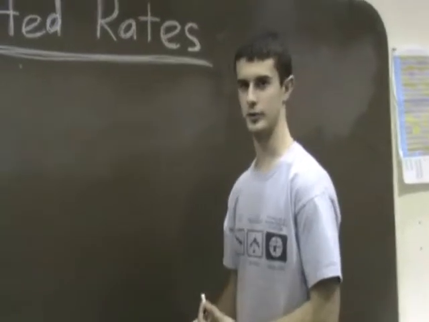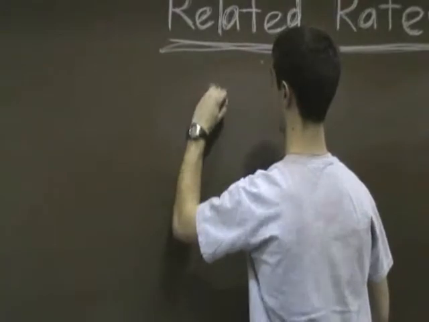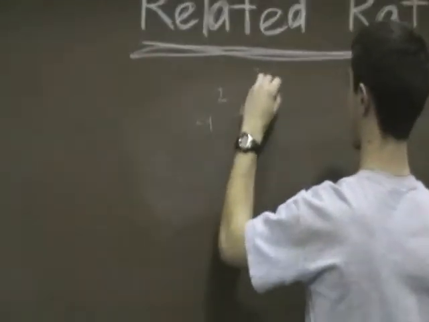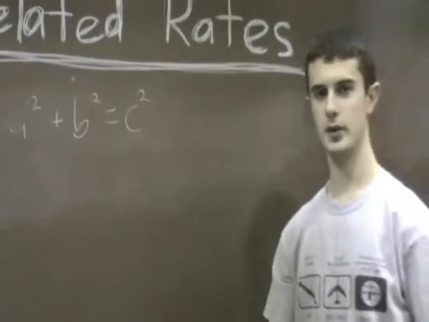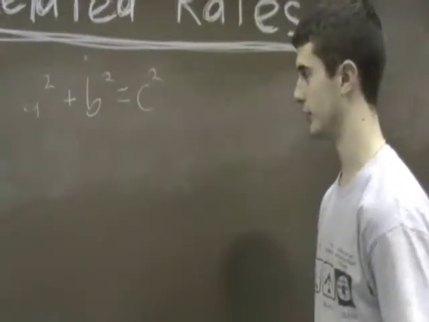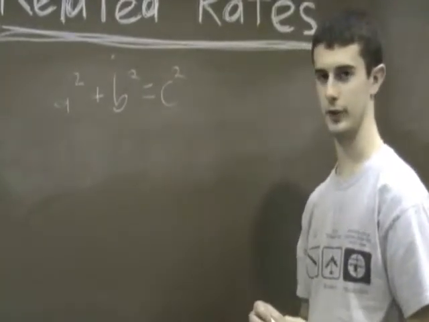So we'll start with an equation that we all know very well as an example of this, and use the Pythagorean theorem. A squared plus b squared equals c squared. Now, in order to use implicit differentiation, what we do is we will differentiate both sides with respect to time and using the chain rule.